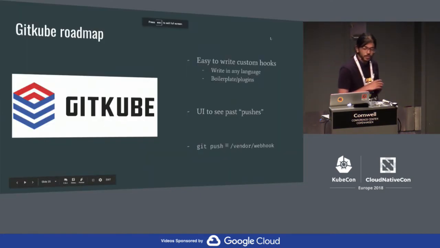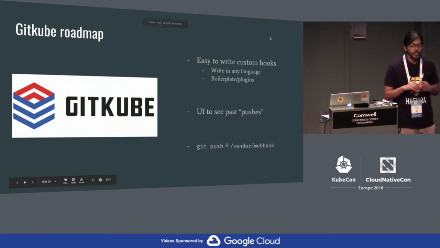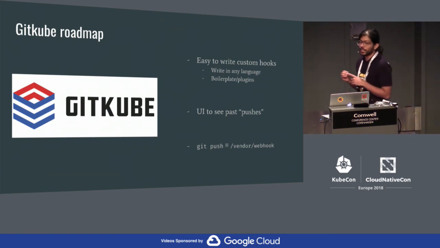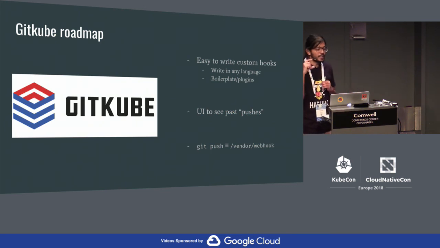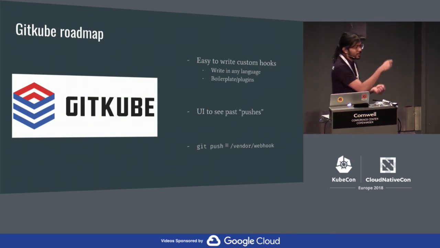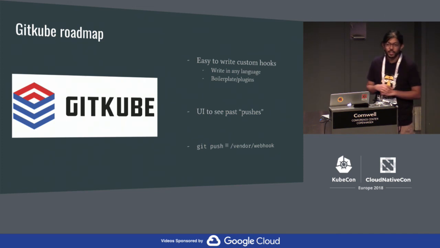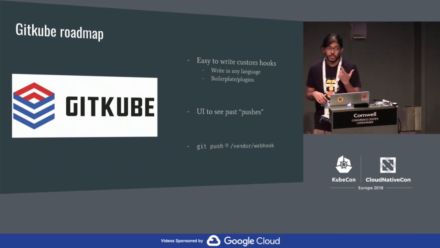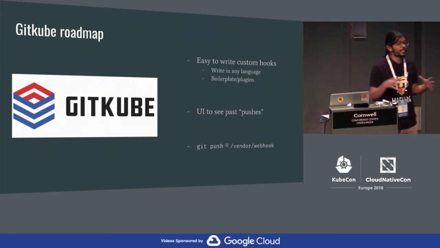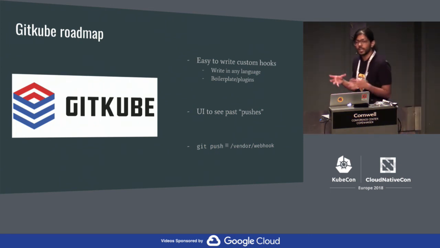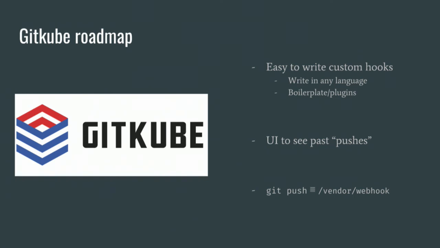What's on the roadmap for GitCube is that you don't want to write bash all the time. So we're adding features to GitCube to make it easy to write these hooks without actually writing the git hook bash portion of it, which is reading the particular commit ID or the revision and then figuring out what to do with that particular commit. And then creating boilerplates or plugins for small hooks or tasks that you would like to execute. Also a UI to see what your past pushes are like. We're hoping that this doesn't turn into a full-fledged CI/CD tool, but does work for certain small use cases.